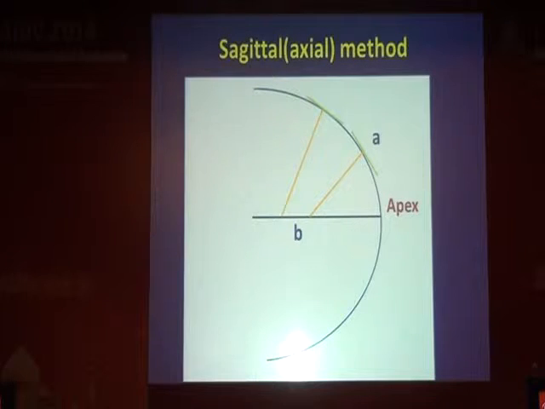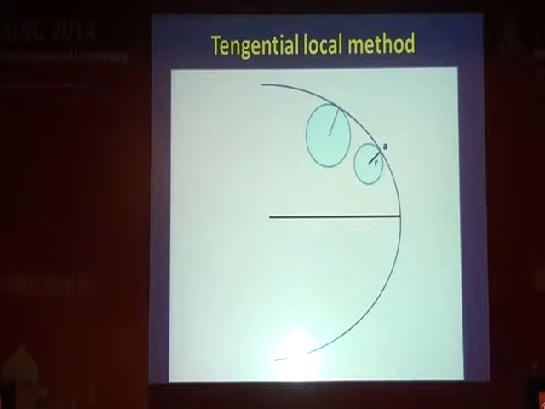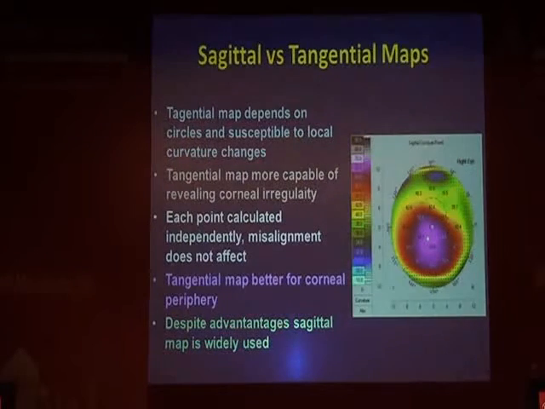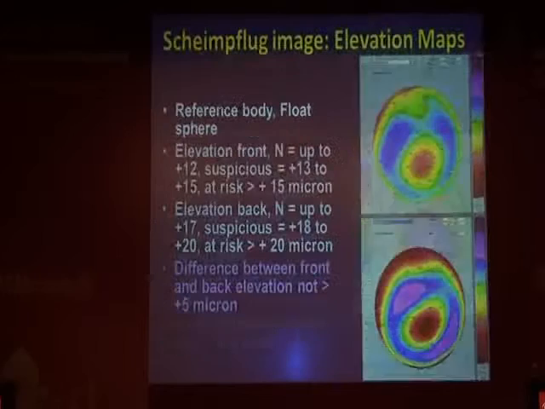This is the sagittal system in which at a particular point a tangent is done and then normal to it where it meets the reference line, that is the radius of curvature. So we know that in this one the power is calculated by using a formula, whereas in the tangential method we use the circles and the radius of the circle gives us the accurate information. Once we compare the two, the tangential map basically depends upon the local circles, and this gives more information and reveals more corneal irregularity basically, and these points are independent of each other. Although this gives us more information, it's basically the sagittal map which is widely used.